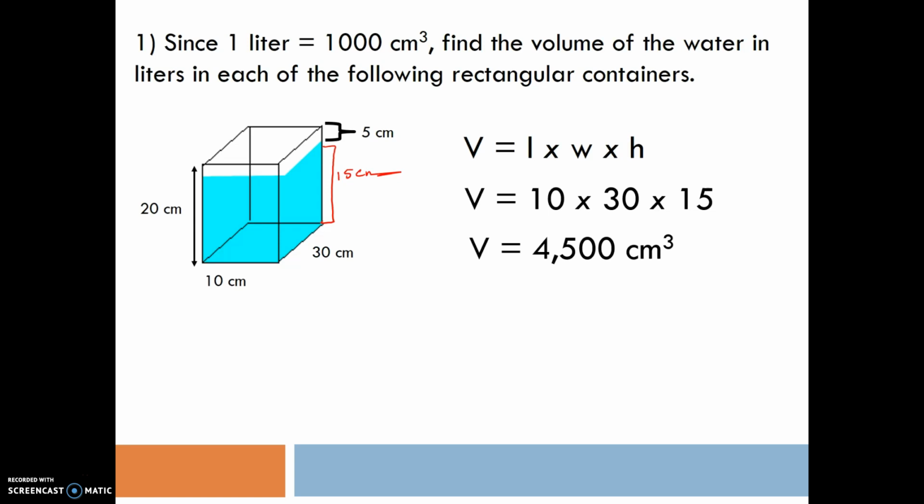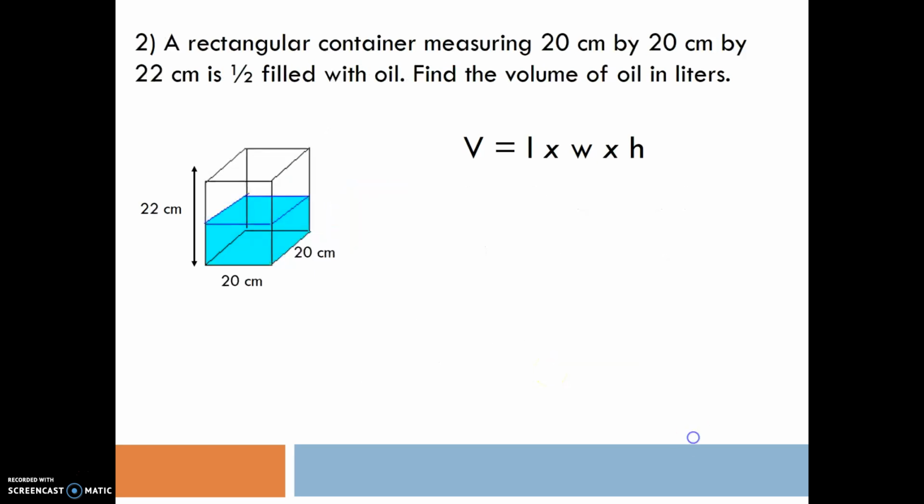Now we want to convert that to liters, so we're going to set it up like that. And then we'll divide 4,500 by 1,000, and we get 4.5 liters. The next one is a rectangular container measuring 20 by 20 by 22, and it's half filled with oil. And we want to find the volume of oil in liters.